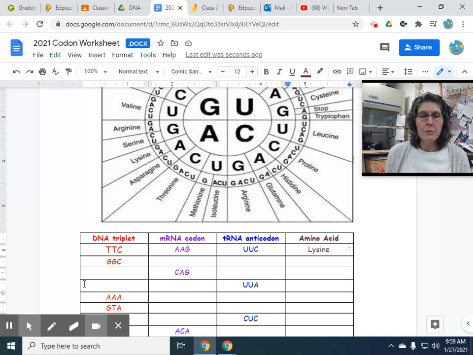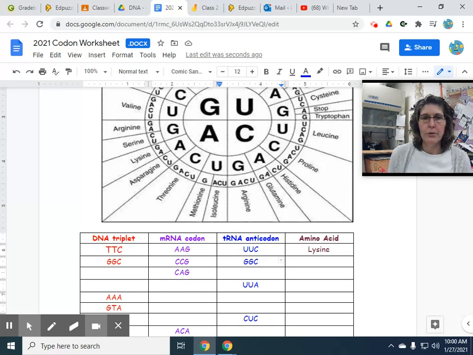You will see in some spots that maybe my DNA and my transfer RNA are exactly the same. So if we're looking here, GGC, let's make it into messenger RNA. G goes with C, G goes with C, C goes with G. Well, now let's do our transfer RNA. C goes with G, C goes with G, G goes with C. Oh, so my triplet and my tRNA are exactly the same. Yeah, they're both going to be complementary to my messenger RNA.